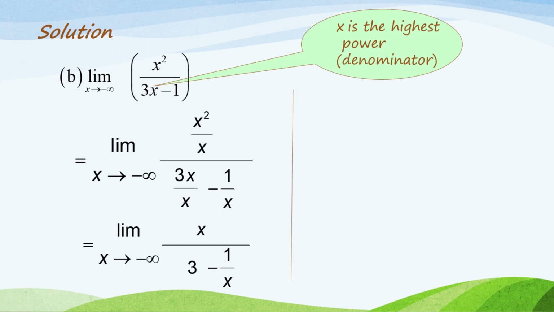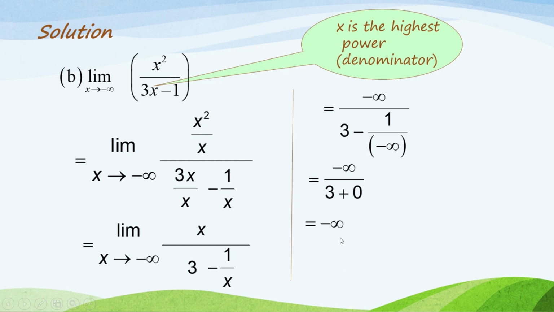When we substitute negative infinity for x, we get negative infinity over 3 minus 1 over negative infinity, and we simplify, we get negative infinity over 3 plus 0, and negative infinity divided by 3, the answer is negative infinity. So when x approaches negative infinity, the answer is negative infinity. So we say that the limit does not exist.